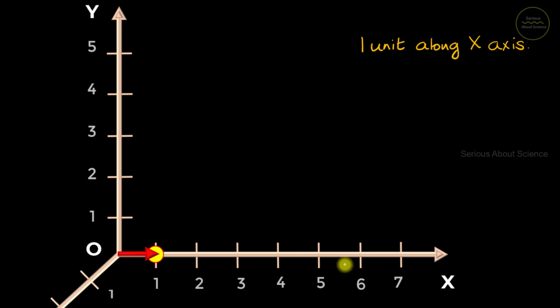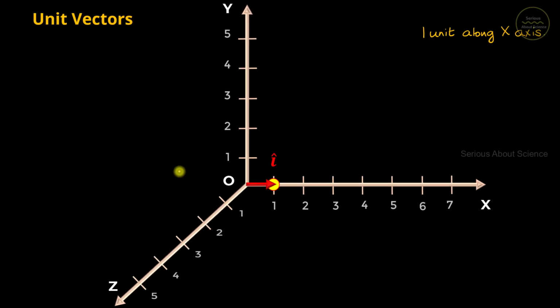And since it points along the positive x-axis, we denote it by a letter, that is i cap. So what is this i cap? i cap is nothing but a vector of magnitude 1 and it points along the x-axis. If it was the negative x-axis, we would denote it as minus i cap. It is read as i cap, or in some textbooks you can also find the term i hat. Cap or hat means it is a unit vector.